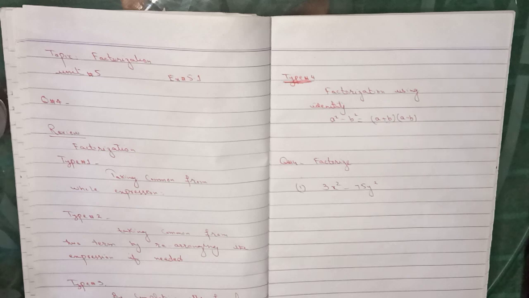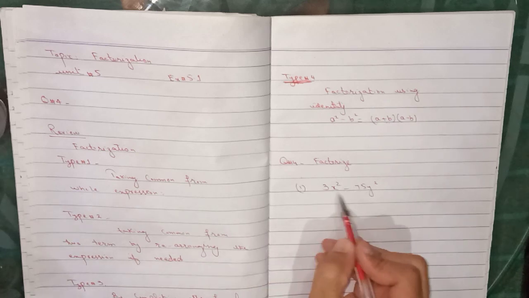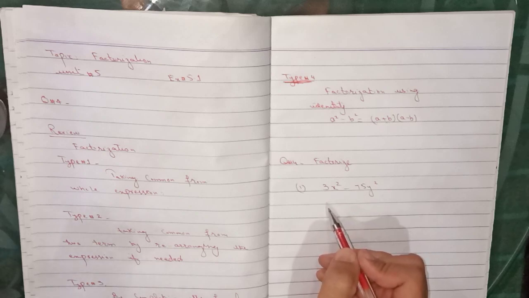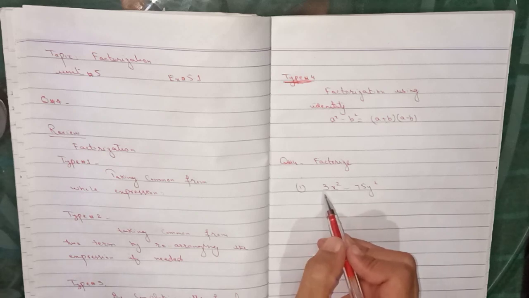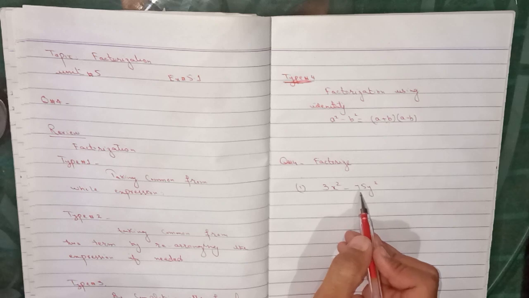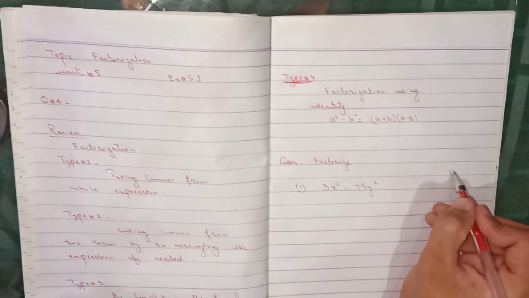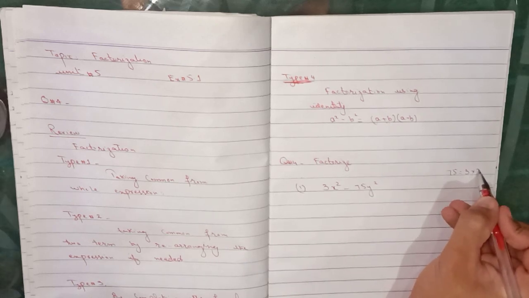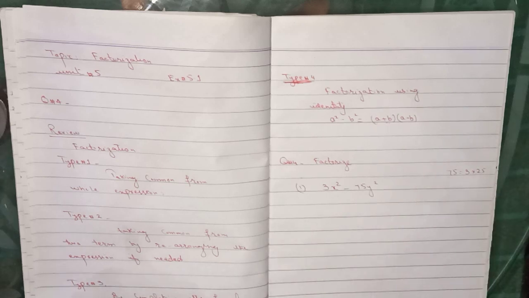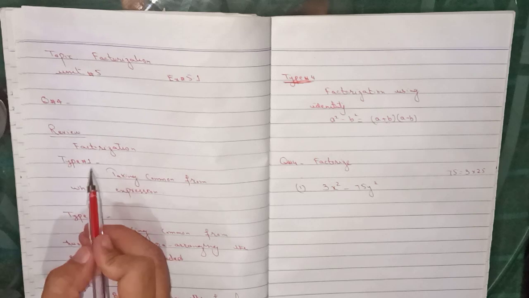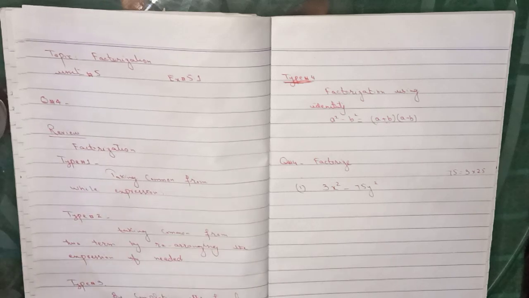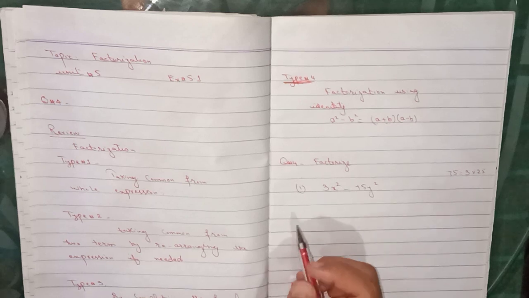So students, first of all we will see what is common in both terms. If you understand the tables very well, you can easily see 3 is common, because 75 equals 3 into 25. But if you want to know how we would know that 3 is common here, then you need to factorize this expression and use type number 1, taking common from the whole expression.